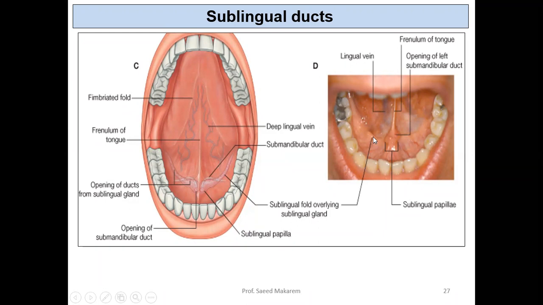So here also you can see the same thing. This is the sublingual fold, and here you can see the submandibular gland duct as well as the sublingual papillae. And they are beside the frenulum. Frenulum is at the center.